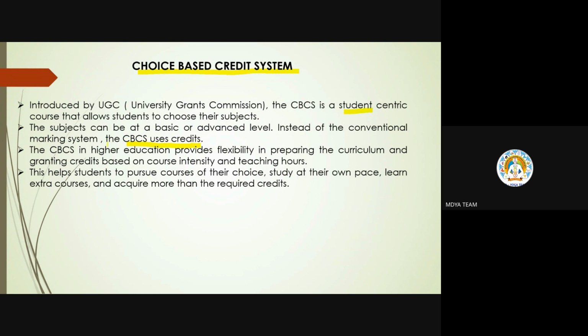The CBCS in higher education provides flexibility in preparing the curriculum and granting credit based on course intensity and teaching hours. This helps students to pursue courses of their choice. See, when anything is student centric, these are the prerequisites: the student can pursue courses of their choice, study at their own pace, learn extra courses, and acquire more than required credits. So these all are components of student centric courses.